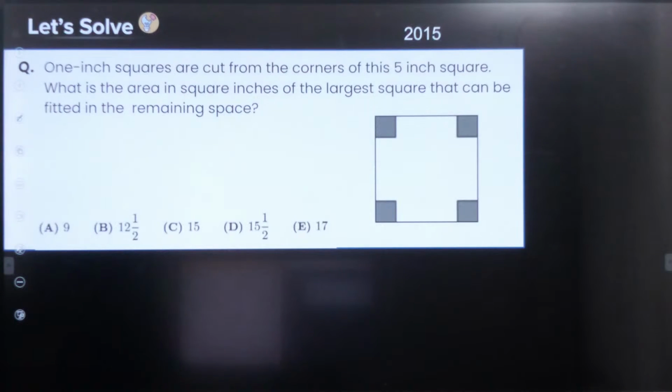Chalo, moving on, question number. Next question. So 1 inch square.